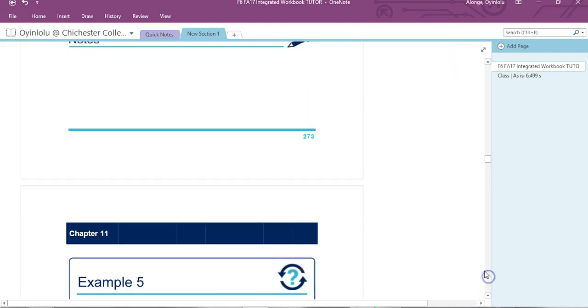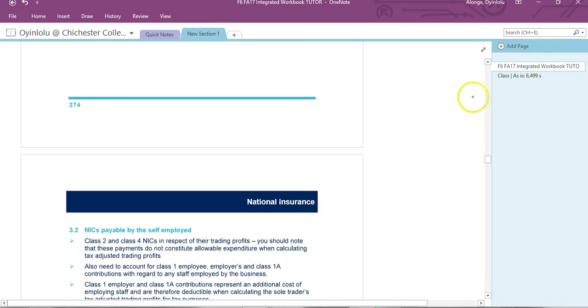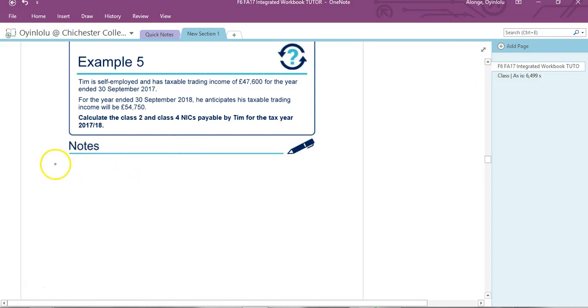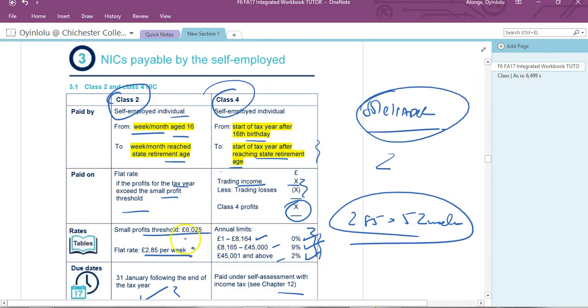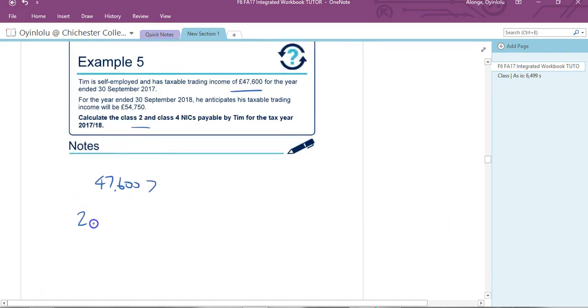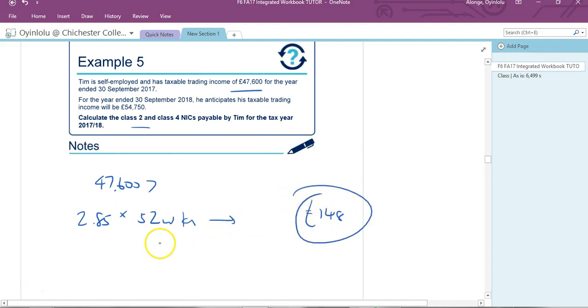So let's look straight away at a question. We see a scenario which says Tim is self-employed. He has taxable income of 47,600. Calculate his class 2. Well, 47,600 definitely exceeds the small profits threshold of 6025. So he will pay £2.85 times the 52 weeks. Yes, he's going to pay this, and that takes him all the way to 148, which is a very standard figure.